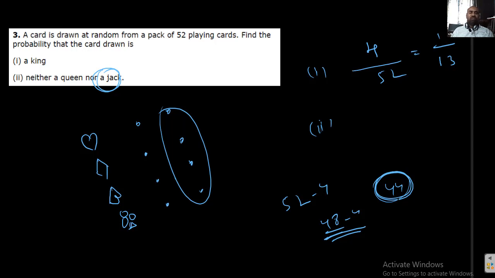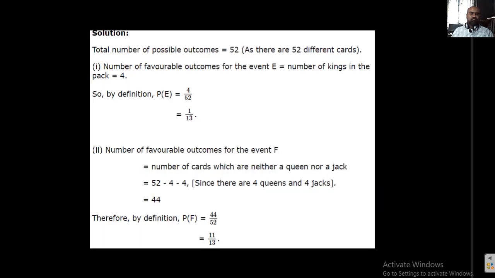Therefore, favorable outcomes are 44. Total outcomes are 52. The required probability is 44 by 52 for problem number 2. Okay, see, 44 by 52.